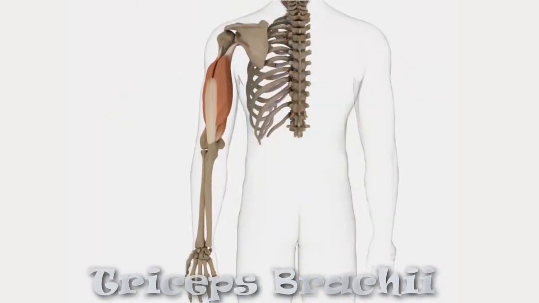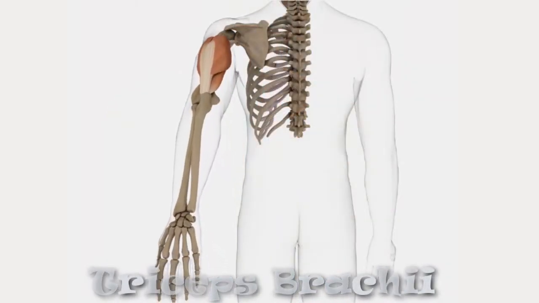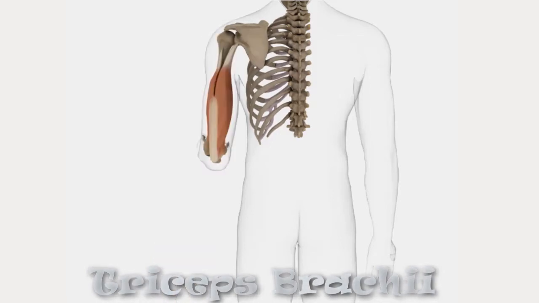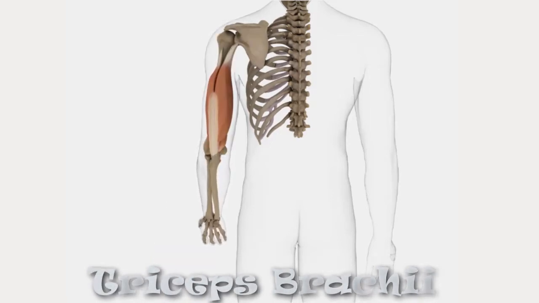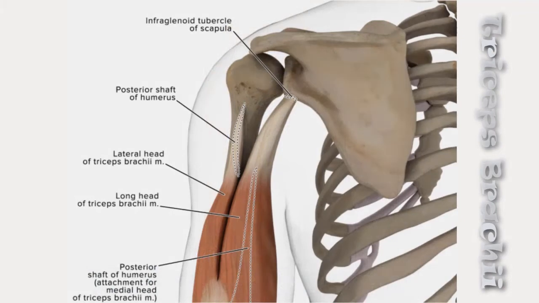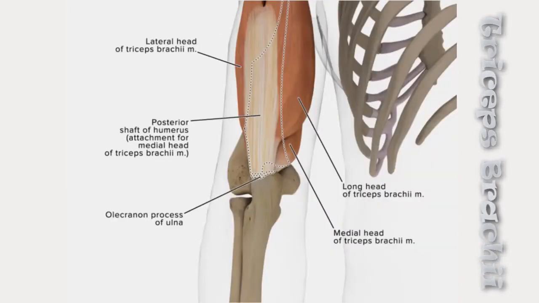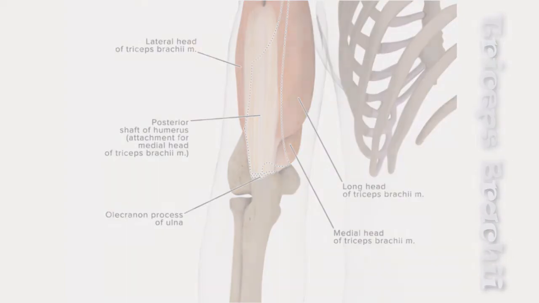Triceps brachii's action is extension of the arm at the shoulder joint and extension of the forearm at the elbow joint. The origin of the long head is the infraglenoid tubercle of the scapula. The medial and lateral heads originate at the humerus. The point of insertion for all three heads of the triceps brachii muscle is the olecranon of the ulna.